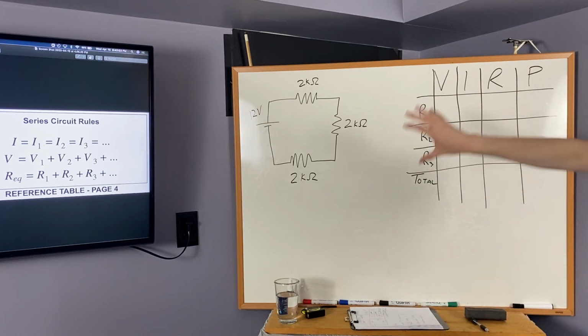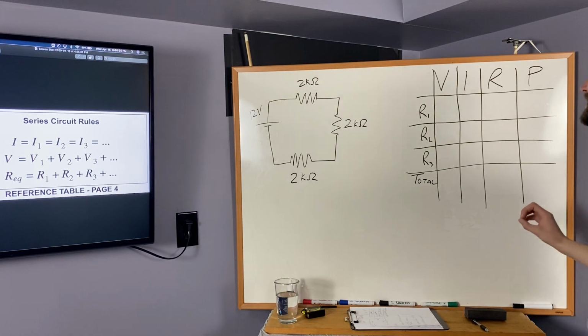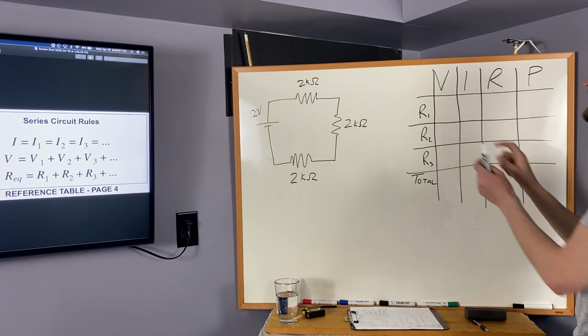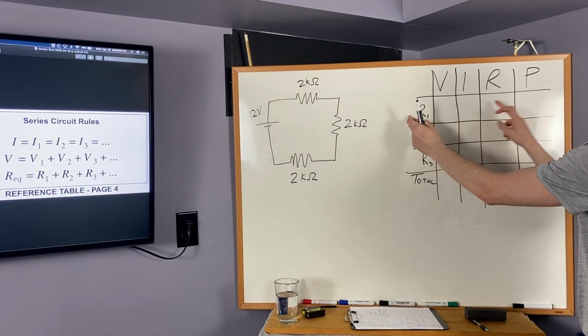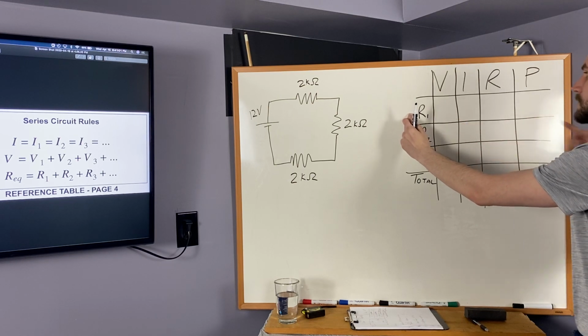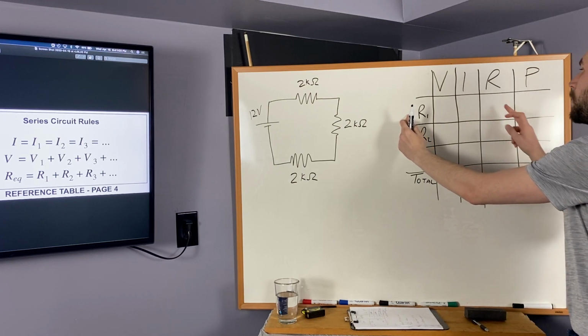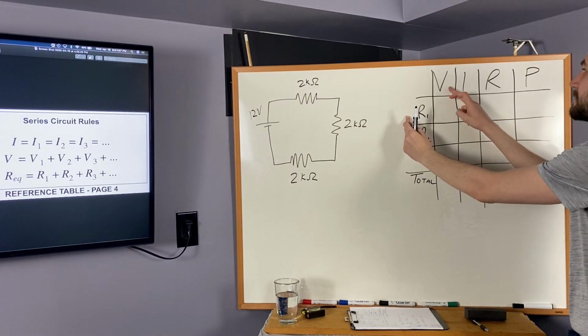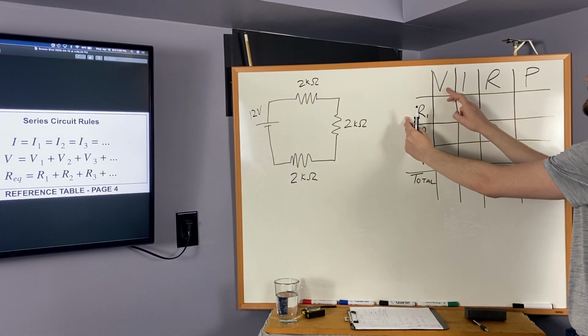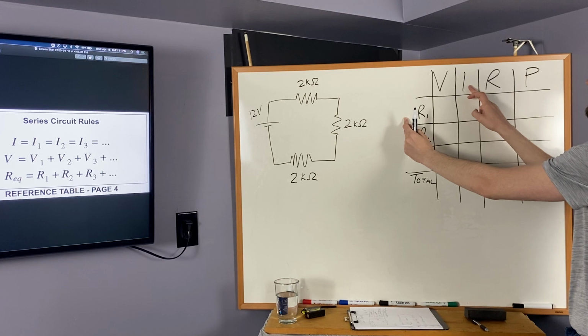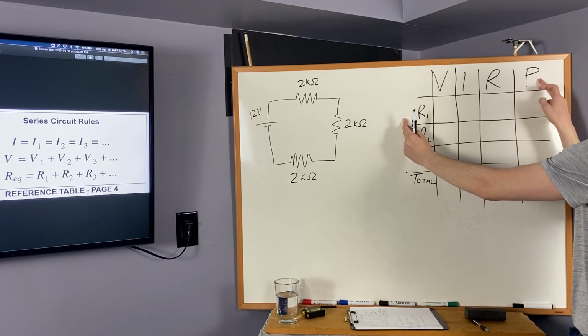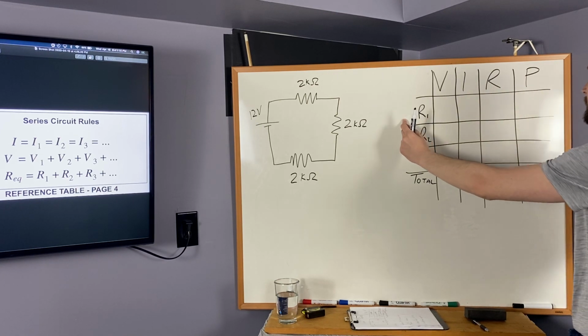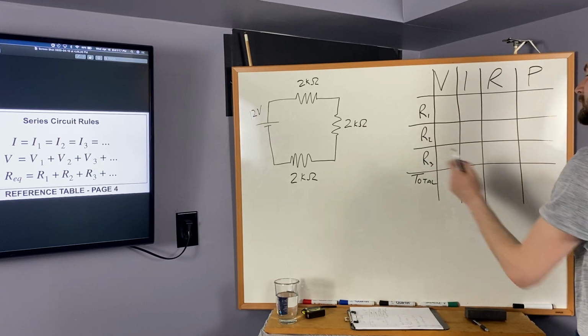Now, the beautiful thing about this table is it helps you keep track of the electrical properties across a single resistor. What's the voltage across it? What's the current through it? What's the resistance of it? And what's the power dissipated by it? Remember, that's what each one of these letters means. V is voltage, I is current, R is resistance, P is power. Same thing for resistor 2, resistor 3.